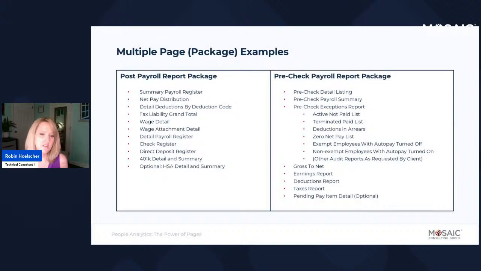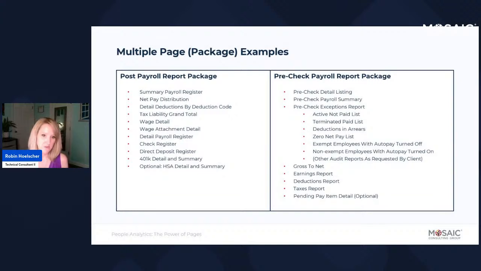And these are some additional examples of things that we've built for clients to help increase their efficiencies and automate different things. So if you want to get some ideas of things you can build out, these are great examples. So we have the post-payroll report package that's going to have basically everything within your finalized payroll, all the stuff you need to reconcile your taxes, those files that are going to your deferred comp and HSA, different things like that. And then you have your pre-check.